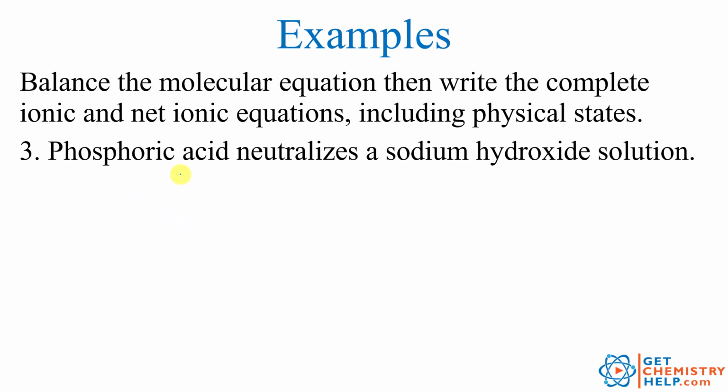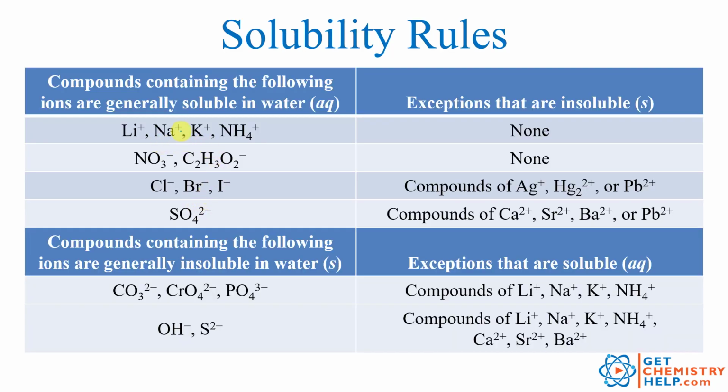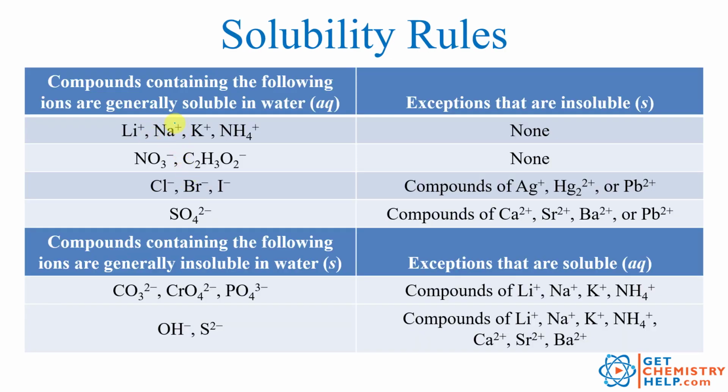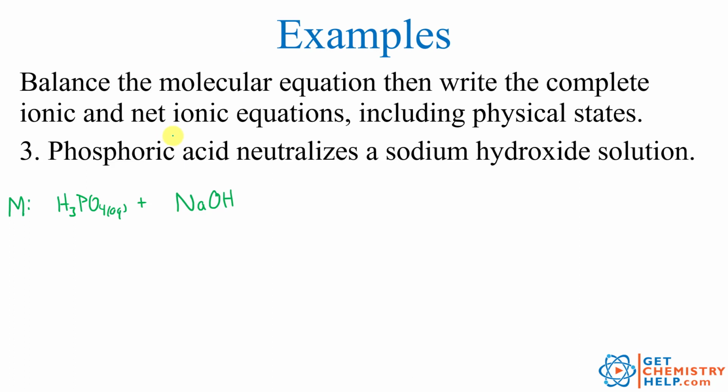So now we're going to do phosphoric acid neutralizes a sodium hydroxide solution. So we'll start with our molecular equation. Phosphoric acid, ic comes from ate, so phosphate. Phosphate's 3 minus, so it needs 3 hydrogens. Sodium hydroxide. Sodium is plus, hydroxide's minus, so 1 of each. If you look at our solubility rules, again we know sodium anything is soluble, no exceptions.